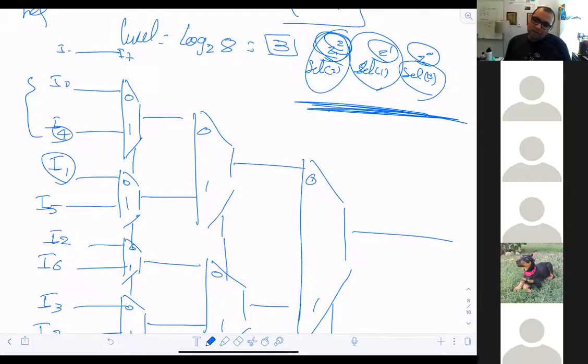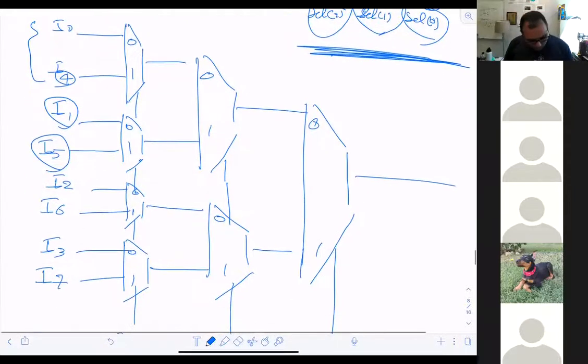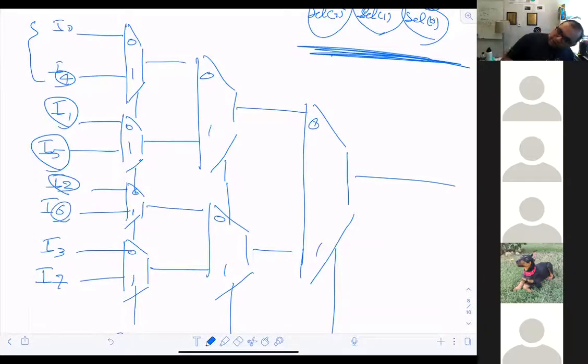So who is the second? I1, right? After I0. Who will be his neighbor? Plus 4, so it's going to be I5. Then who is I2's neighbor? I6. Who is after the 2? 3, right? Who's his neighbor? Plus 4, I7. Did I cover all of them or not? I did. Yeah, I kind of got the idea now.